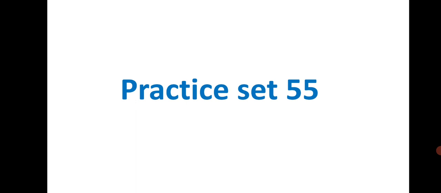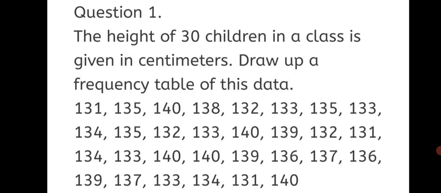Let's begin with practice set 55. Question number 1. The height of 30 children in a class is given in centimeters. Draw up a frequency table of this data. You can see numbers. The lowest one is 131 and the highest you can see is 140. So 131 to 140 we will enter in the first column of the table, and then we will write the tally marks and then we will write the frequency.